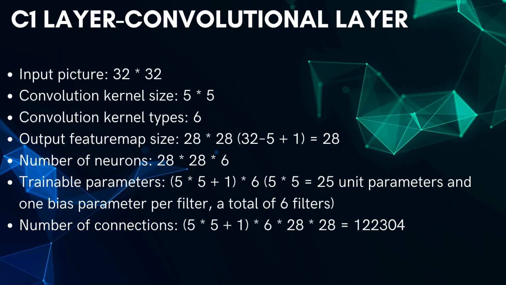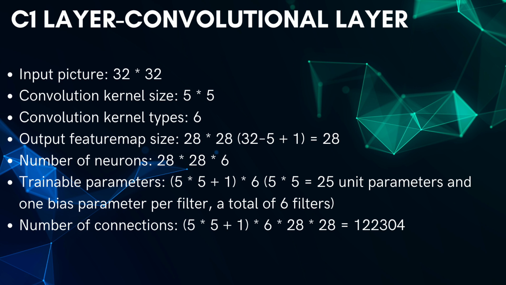First up, we have an input image that's 32×32 pixels. The C1 layer applies 6 convolution kernels, each sized at 5×5. After the convolution operation, we end up with 6 feature maps, each of size 28×28.